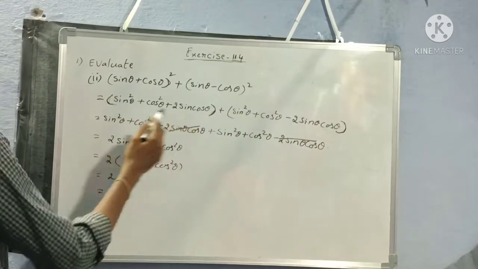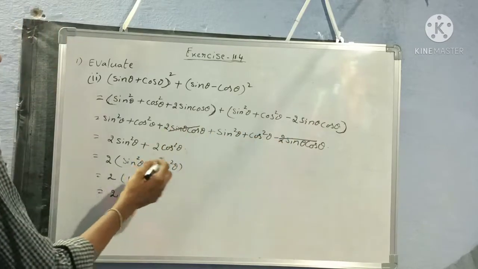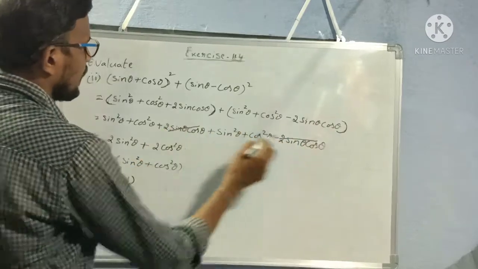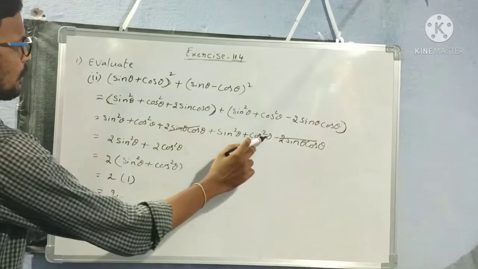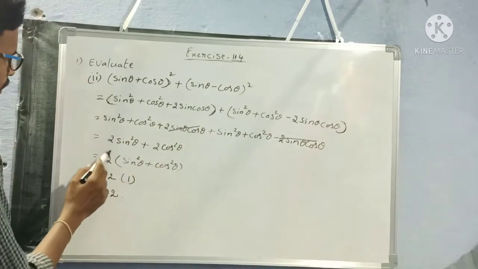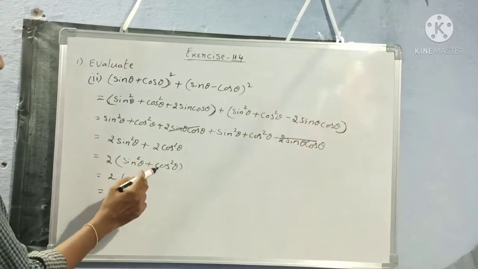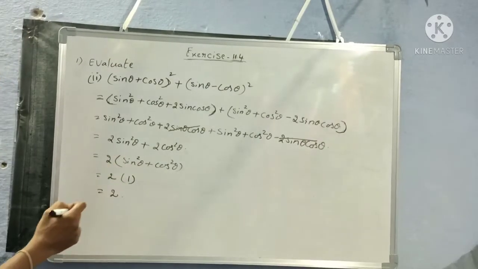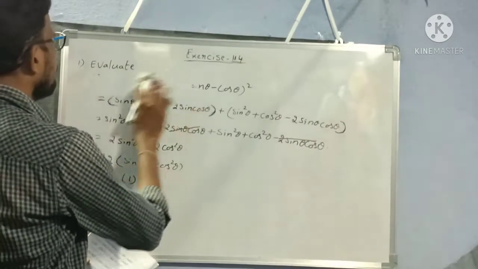Next, when we expand, the 2 sin theta cos theta and minus 2 sin theta cos theta get cancelled, and we are left with sin square theta plus sin square theta, which is 2 sin square theta, and cos square theta plus cos square theta, which is 2 cos square theta. If we take 2 as common here, we get sin square theta + cos square theta. So 2 into 1 is equal to 2. This is how we need to solve the second point in first Roman.